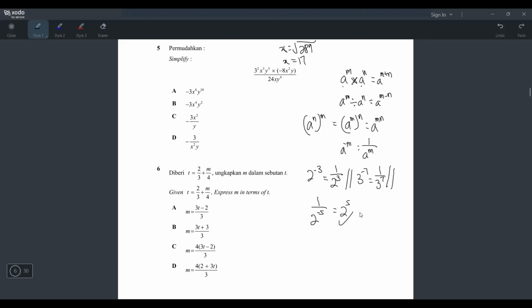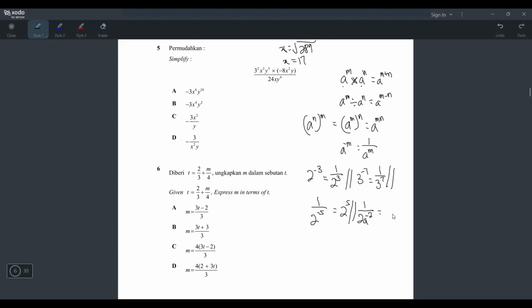Okay, one final one. This is the ultimate one, the last one. This one, most of you will answer me wrong one. 1 over 2a power negative 2. Tell me lah. This one, it will become what? 2a power 2. Okay, if you tell me 2a power 2, salah. This is wrong.